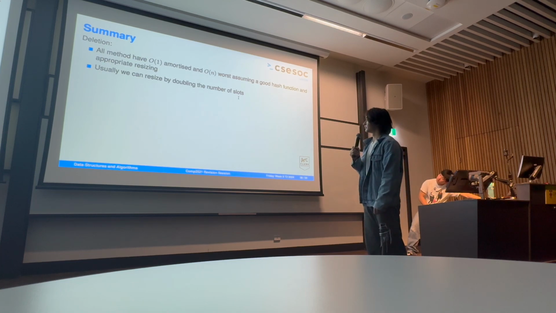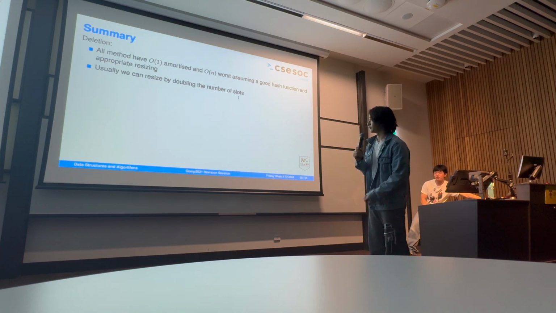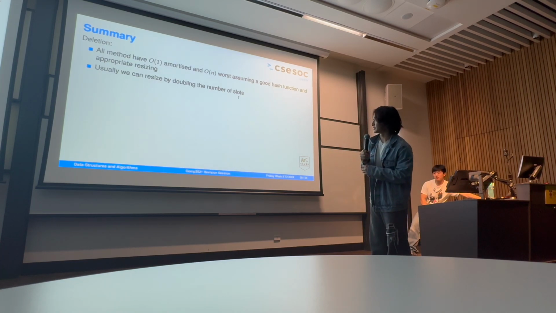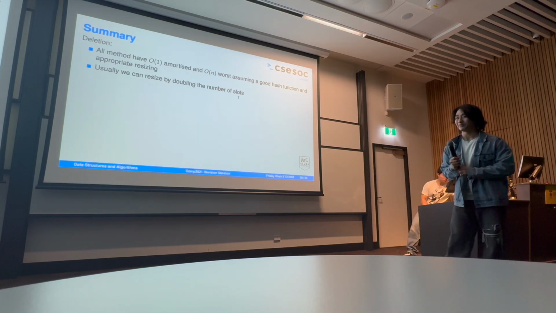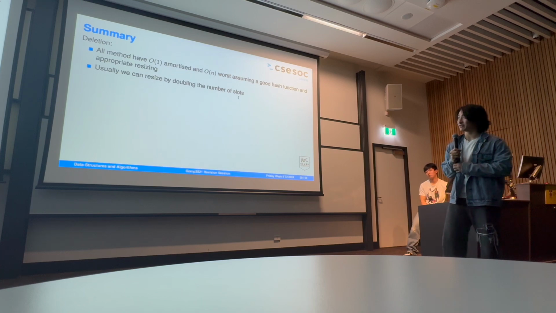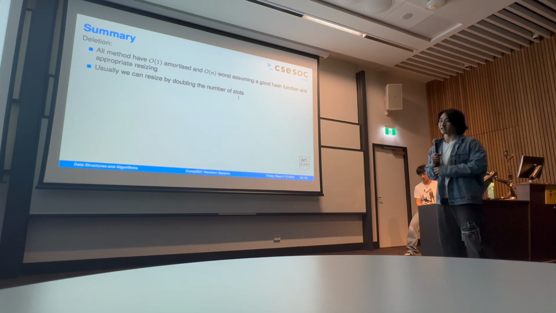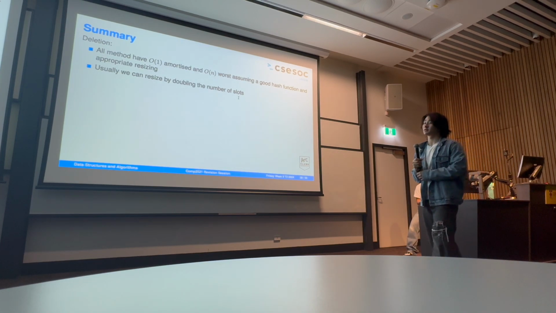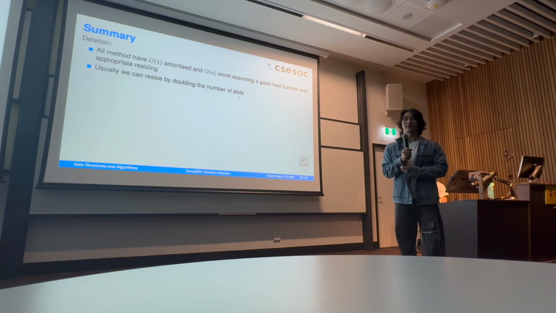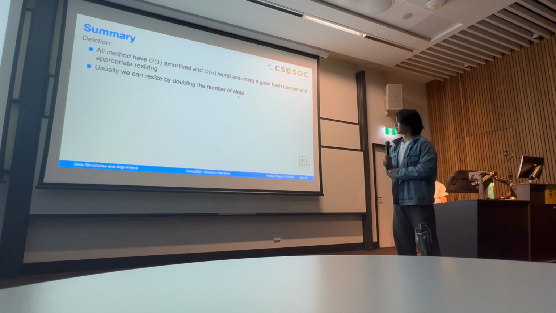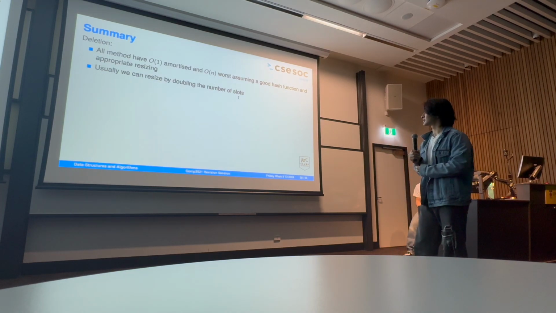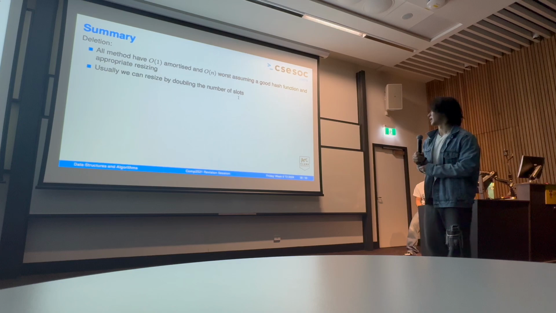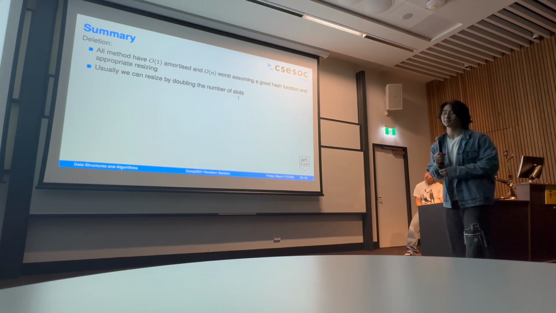And then summary. For deletion, all methods have O of 1 amortized time. What we mean by amortized is sort of an average. If I did n operations, on average, everything would take O of 1 time. But if you do a single operation, it could have O of n worst case, even assuming a good hash function and appropriate resizing.